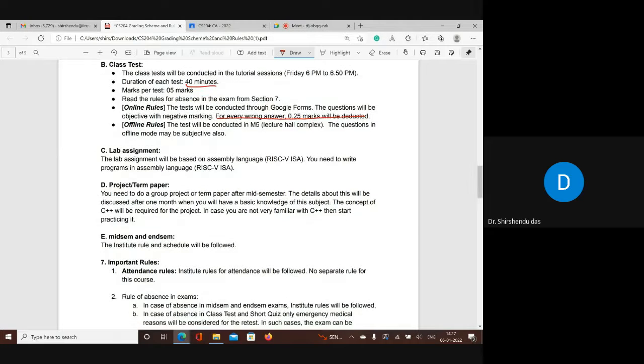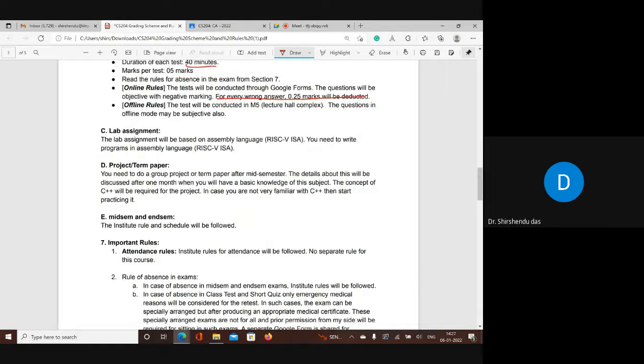Lab assignment. The lab assignment will be on assembly language called RISC-V ISA. That's why I said that follow the book called RISC-V Edition. ISA means instruction set architecture. I'll discuss it more tomorrow in the second class.